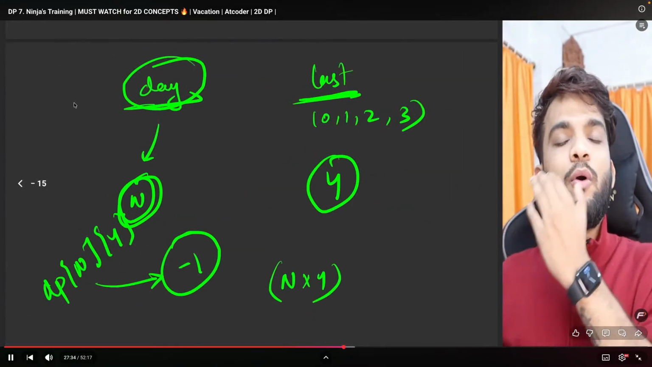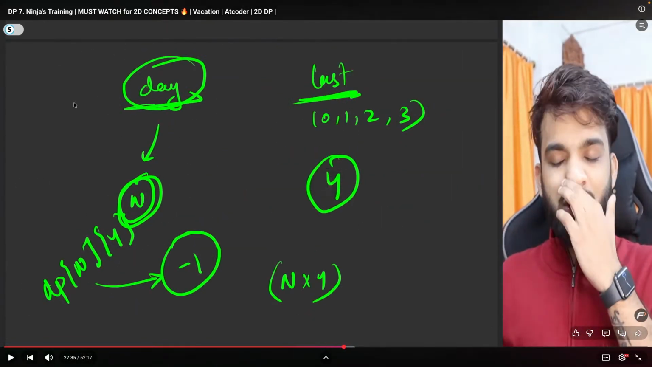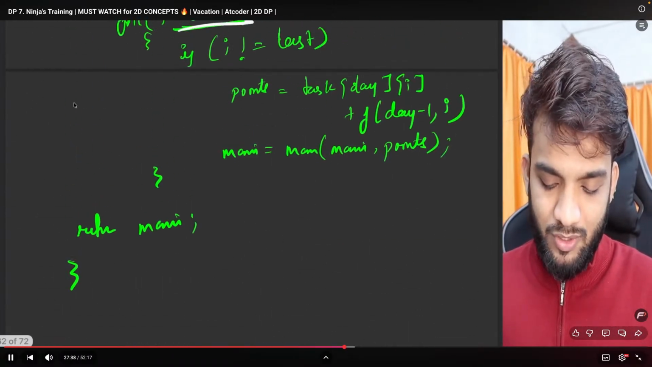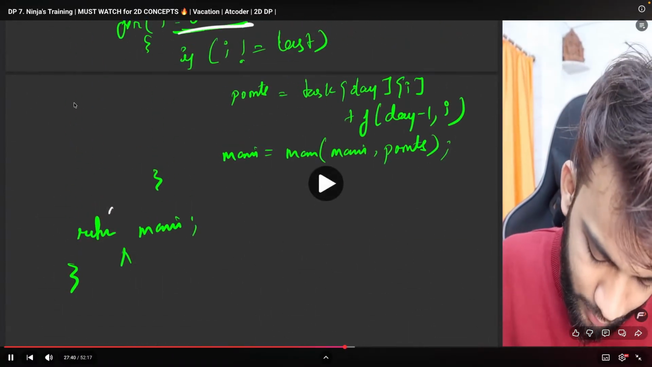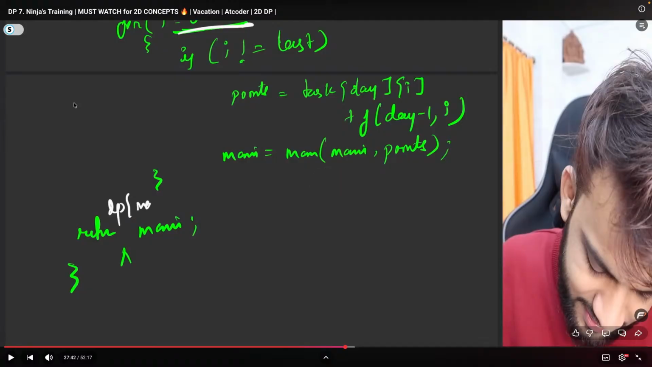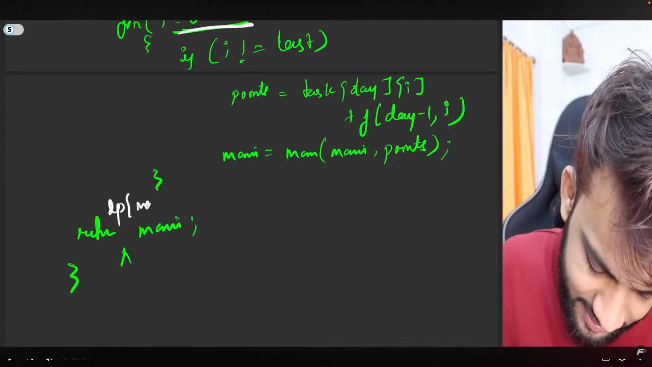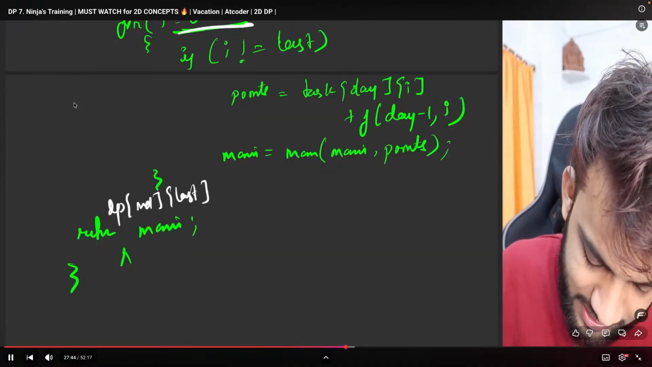Last, with an n by 4 array initialized with -1. And what was the first step? Definitely. Over here, you tend to write dp of index, last equal to maxi.